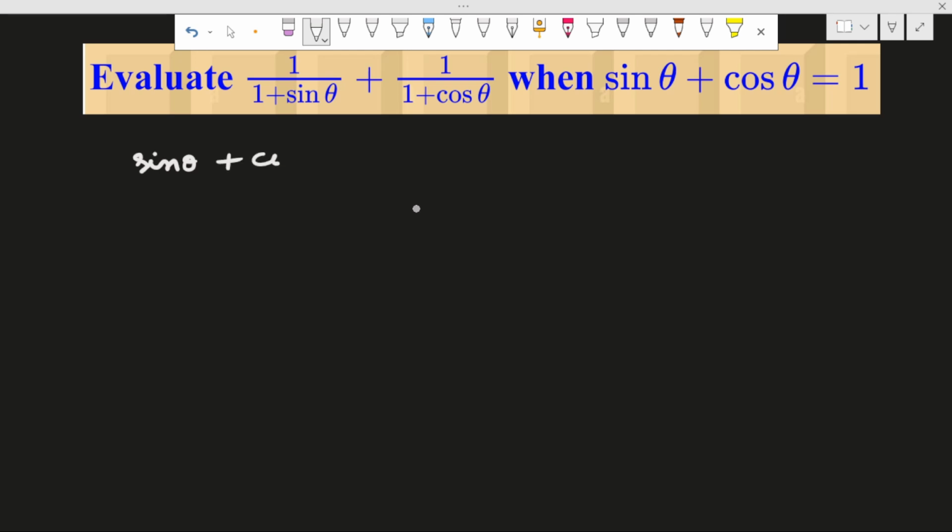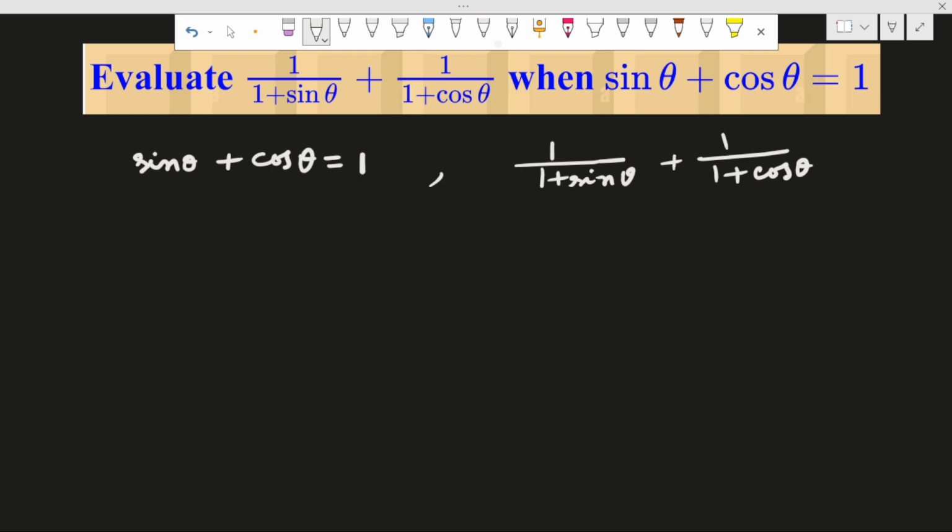That means sin theta plus cos theta is equal to 1, and the expression we have to find out is 1 by 1 plus sin theta plus 1 by 1 plus cos theta. From this equation you can find the value of theta, or sin theta and cos theta. After that, whenever we put the value of theta, or sin theta and cos theta, the value of this expression will be found out. So try to solve this equation.